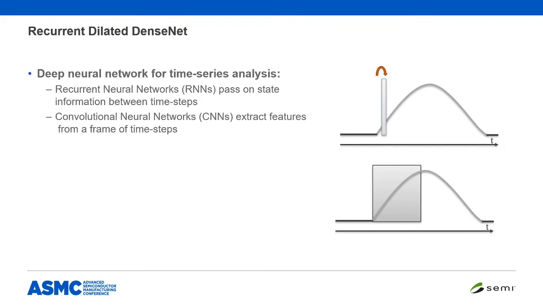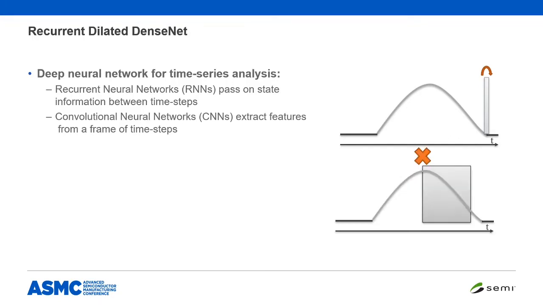Let's start with the neural networks. In time series analysis, there are generally two approaches: recurrent neural networks and convolutional neural networks. Recurrent neural networks process the time series time step by time step, and the information is passed on between the states. In convolutional neural networks, the time series is split into different frames, and the frames are analyzed separately. Therefore, no information is exchanged between the frames. If we want to do time series analysis, we need to provide an overlap between the frames.